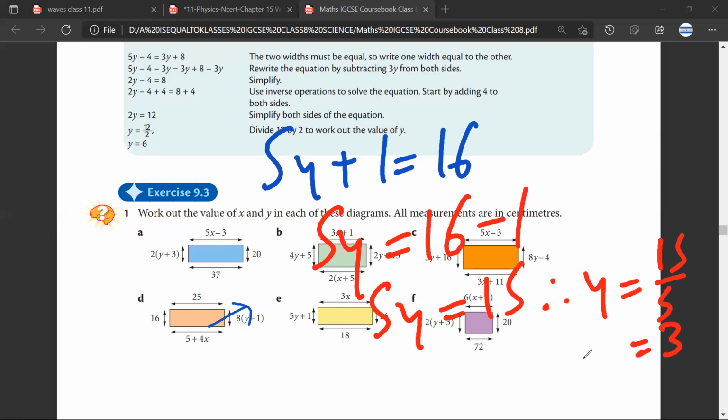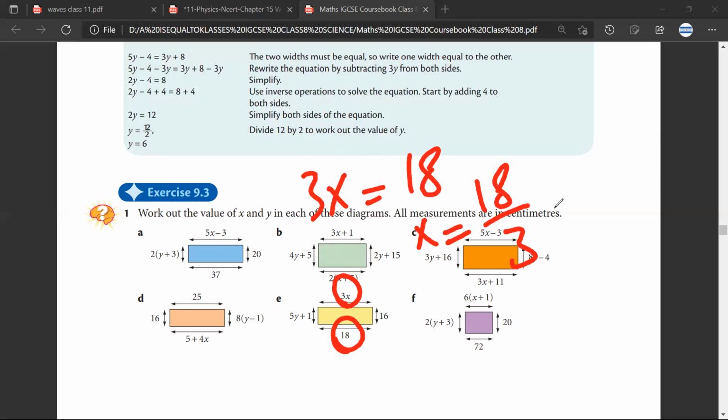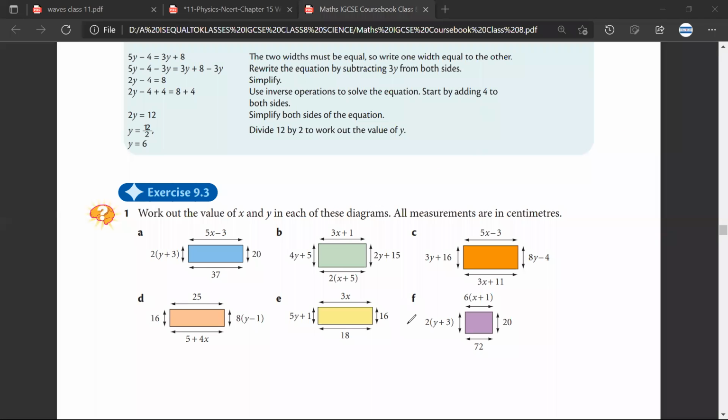Okay. Nice. And how do I find the second variable? 3x equals 18. So x equals 18 upon 3. So x is 6. Satya, you have any doubt in this question, Mr. Satya? No, sir, I understand.